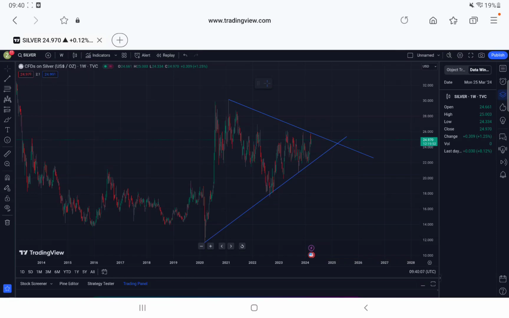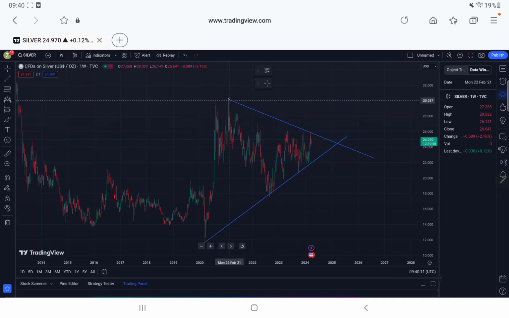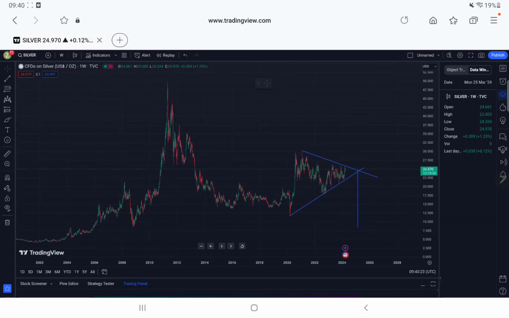That would be a symmetrical triangle. Now, the interesting thing about symmetrical triangles is they can break. If you take the measured move from, let's say, here, from the back end of the triangle, which is what you're supposed to do, they can actually break up and down. So, not to scare you lot, if that was to break down, that would be very, very unfortunate for silver. That'd be $8.